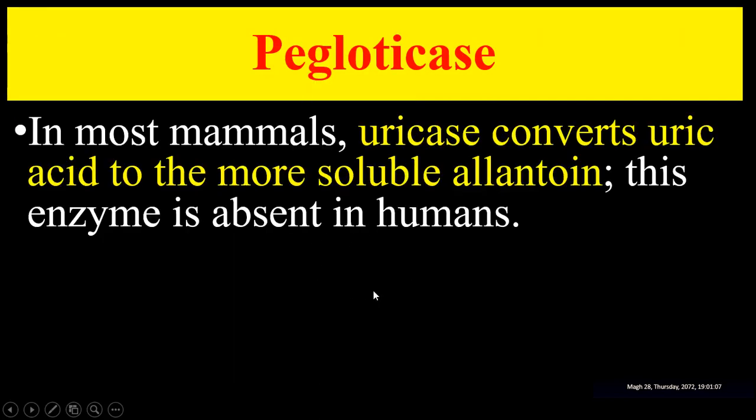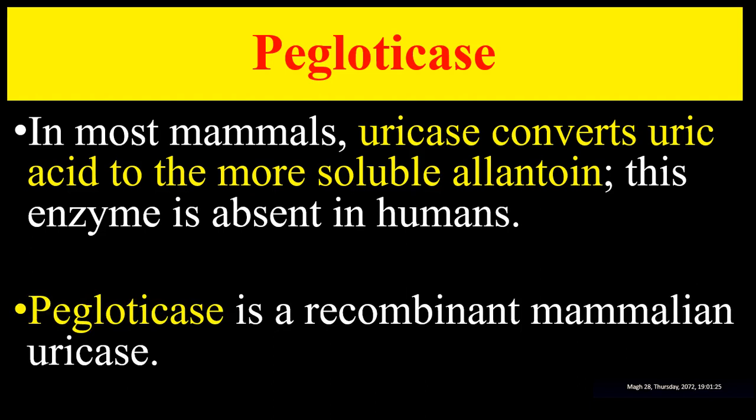Lastly, I like to name two drugs. One is pegloticase, and it may be asked in the multiple choice. That's why I am telling you. The uricase in most mammals converts uric acid into allantoin, which is very soluble. Uricase, and the recombinant form is pegloticase, recombinant mammalian uricase.